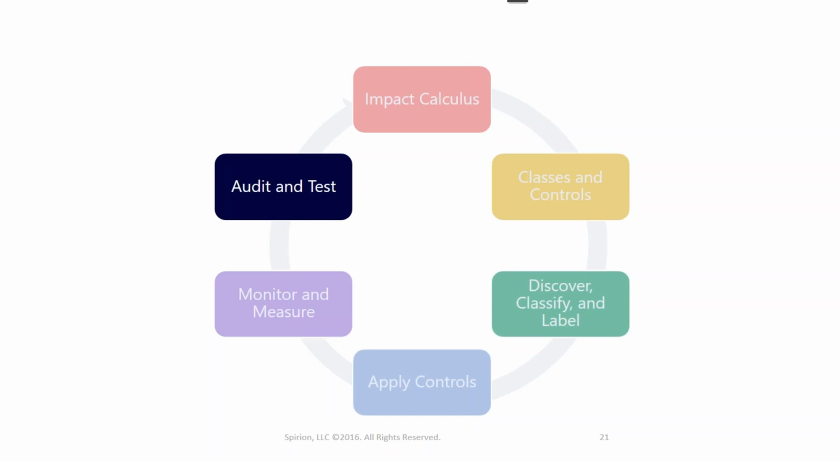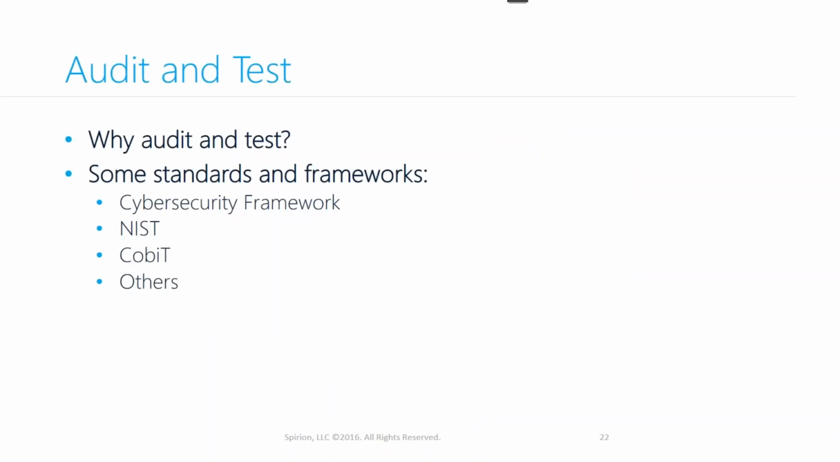One, because it's the same methodology that you would do if you were doing, say, Sarbanes-Oxley. And secondly, because you want to make sure that it really is working, period, not just for the sake of publishing something if you're a publicly held company. So let's go to the next slide and really dig into this. So why audit and test? I just mentioned why we're doing that.